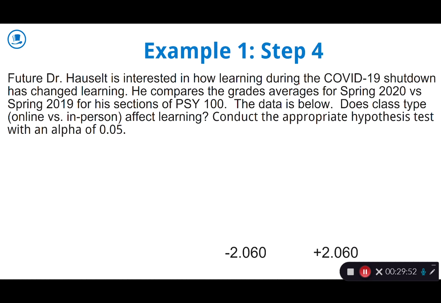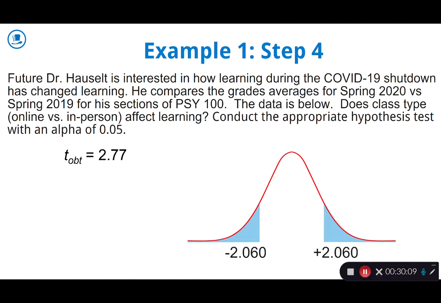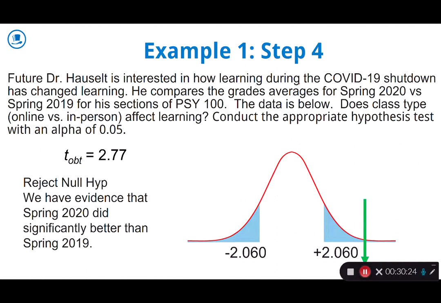Step 4 is making a decision and stating the conclusion. So there's the rejection region. That's what we found in step 2. I included the problem again. I think I might have lost track and said online and in person, but I forgot I changed it to 2020 versus 2019. So what do we have? We got t obtained is 2.77. 2.77 is in the upper rejection region, about where that green arrow would be. So the decision is reject the null hypothesis, and then the conclusion, we have evidence that spring 2020 students did significantly better than students in spring 2019.